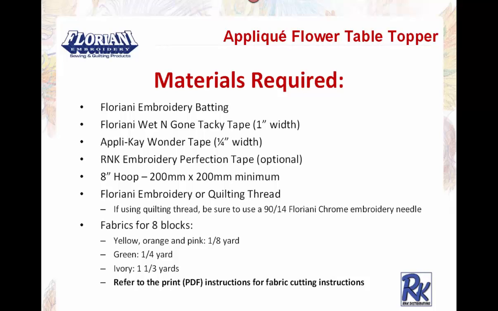And lastly, you're going to need fabric. So you're going to need some yellow, orange, and pink fabric. You're going to need a 1/8 yard piece of each of those colors. You're going to need a 1/4 yard of the green, and you're going to need 1 1/3 yards of ivory. And of course, these are the color choices that are in the software, but feel free to use any color choices that you like the look of the fabric on.